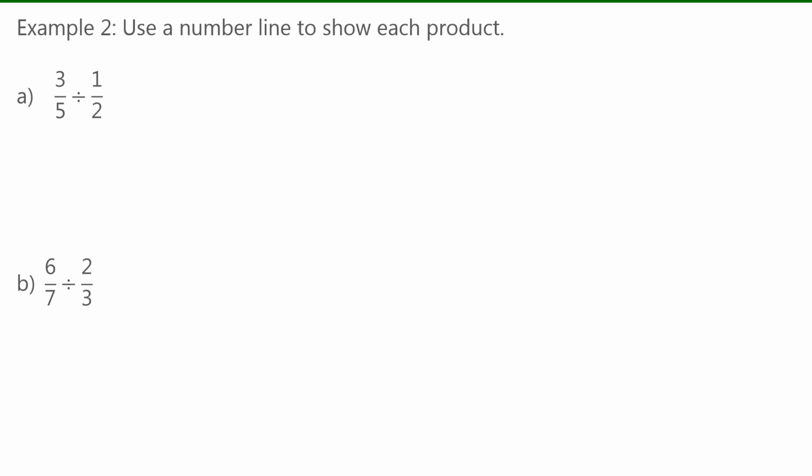Example 2. Use a number line to show each quotient. So for example A, 3/5 divided by 1/2. So again, we're trying to figure out how many halves fit into 3/5. So again, it might make more sense if we rewrite it with a common denominator. So the lowest common multiple of 5 and 2 is 10. So I'm going to rewrite both of those fractions with a common denominator of 10. So 3/5 divided by 1/2 becomes 6/10 divided by 5/10.